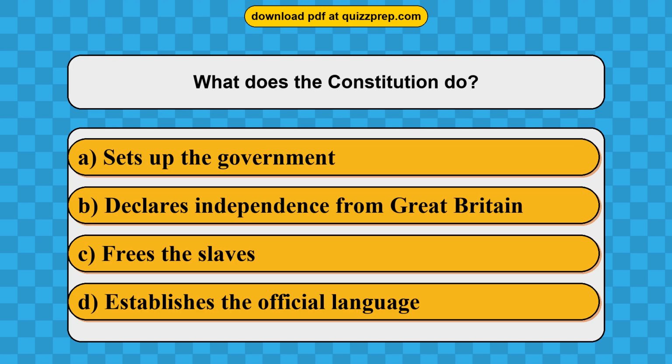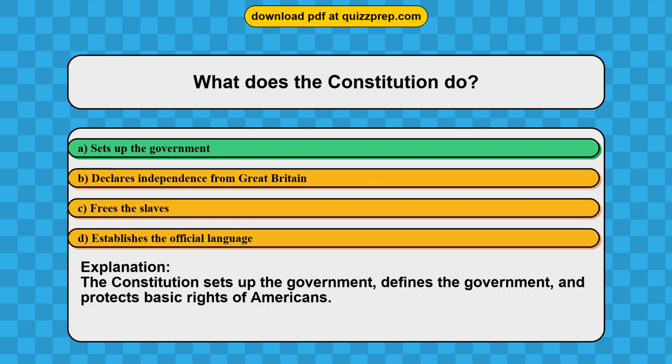Question 55. What does the Constitution do? Option A. Sets up the government. Option B. Declares independence from Great Britain. Option C. Frees the slaves. Option D. Establishes the official language. The correct answer is option A. Sets up the government. The Constitution sets up the government, defines the government, and protects basic rights of Americans.